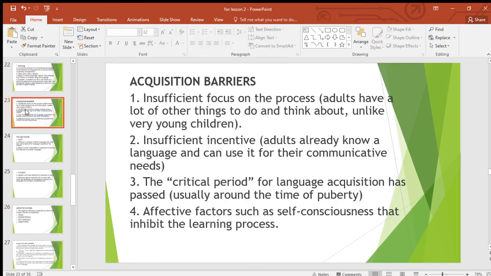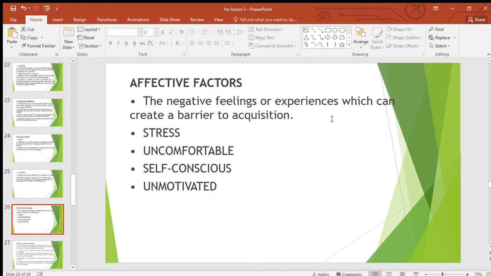Another acquisition barrier is the affective factors. So yeah, self-consciousness. So if the children or the infant are stressed or not feeling good, it is hampering them to learn or to acquire language. So the negative feelings or experiences which can create a barrier to acquisition is one, stress. They're not comfortable, self-conscious, or they're downright not willing to learn.